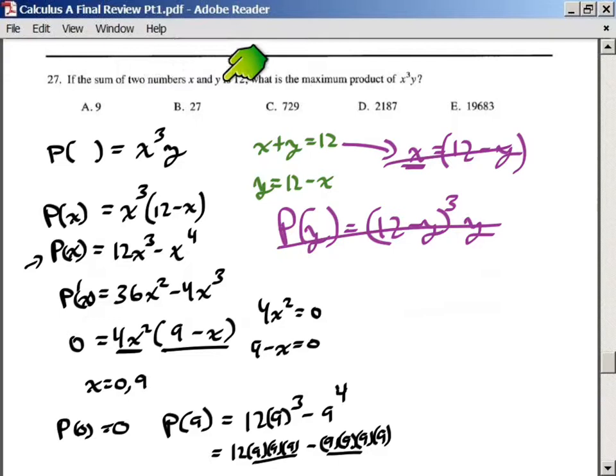So the sum of the two numbers is this. What is the maximum product? Oh, we actually have to do this. Okay, so this is going to be our product. 9 is the x value that we get, so that's not our answer though, because it says what is the maximum product. Oh, boo. All right, so let me multiply this out.